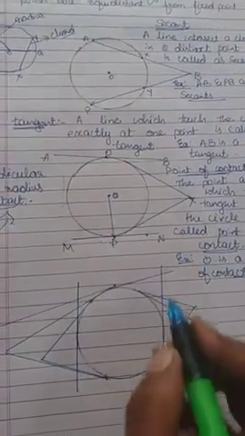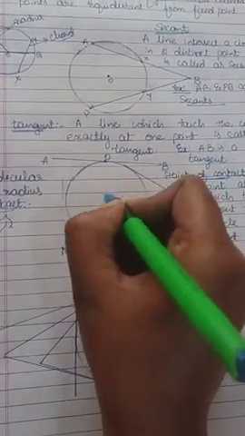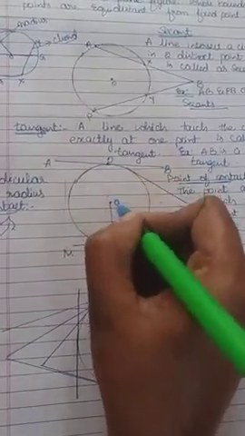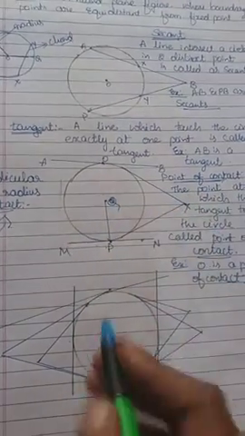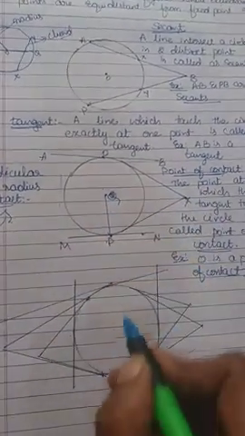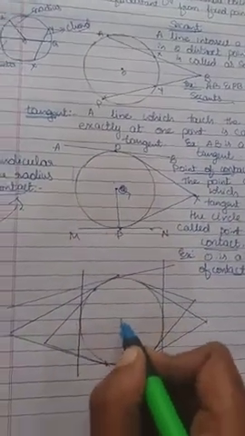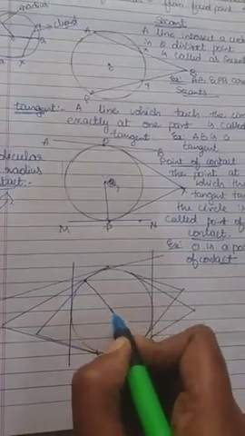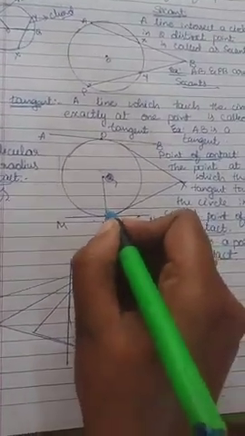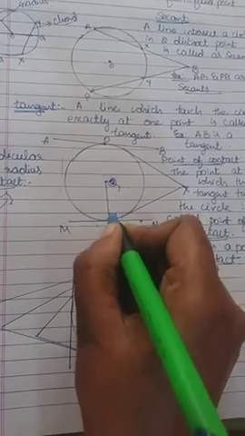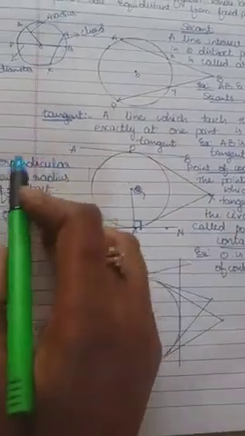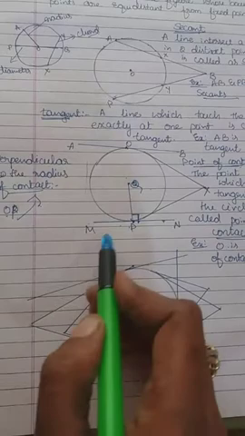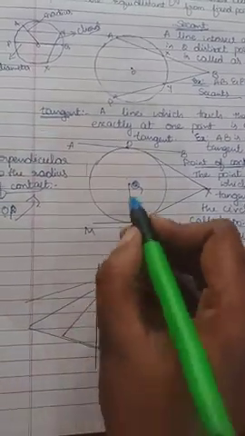Like that we can write. If you take here also, we can write it as OQ, like that. So if we draw any tangent to the circle, we get a perpendicular line. Perpendicular means it makes a 90 degree angle. So that is called the perpendicular to the radius of contact.